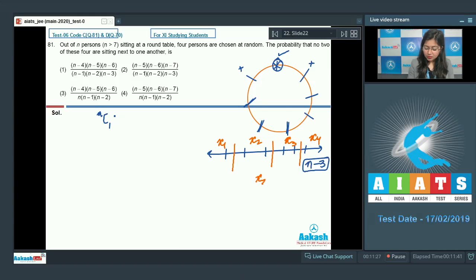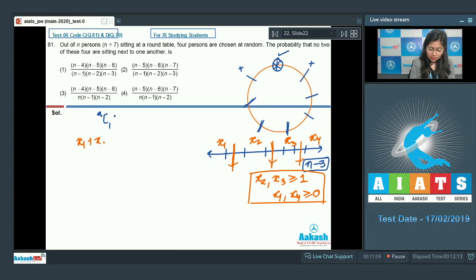तो here we will have the condition that x2, x3 should be greater than or equal to 1. At least one person should be there between these two persons, right? And x1, x4 should be greater than or equal to 0. First person के left में कोई ना भी हो तो भी चलेगा, right? Now these are the conditions that we have to apply. अब n-3 में से 3 लोग मैंने select कर लिए हैं. So we can say that x1 plus x2 plus x3 plus x4 is equal to n-6, right? We have subtracted 3 from here.